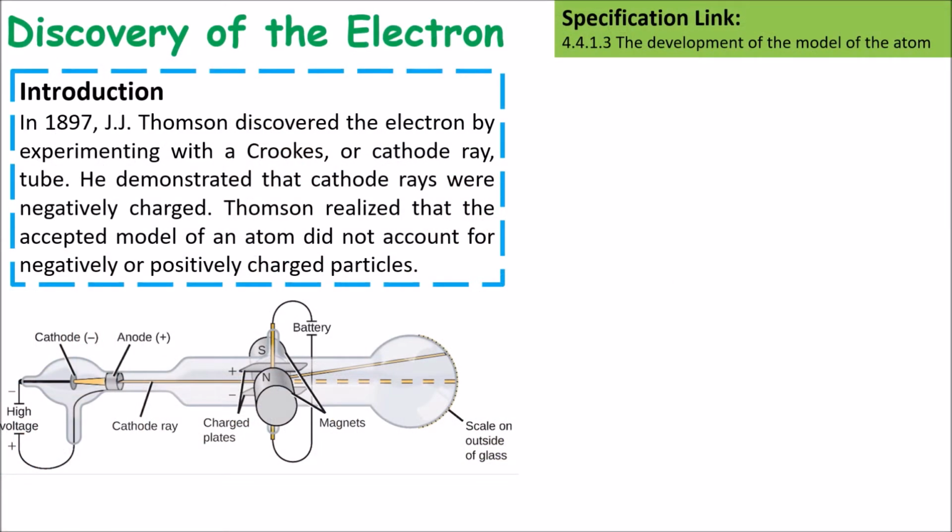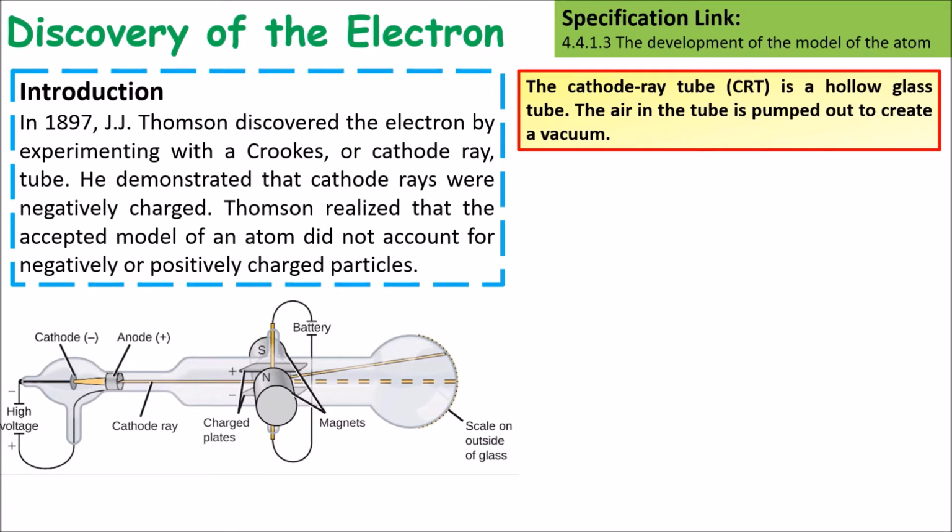So in 1897, J.J. Thomson discovered the electron by experimenting with cathode ray tubes. He demonstrated that cathode rays were negatively charged. Thomson realized that the accepted model of an atom did not account for the negatively or positively charged particles.